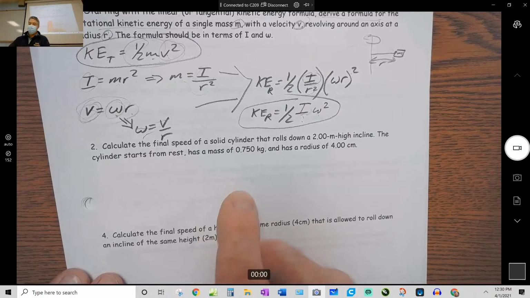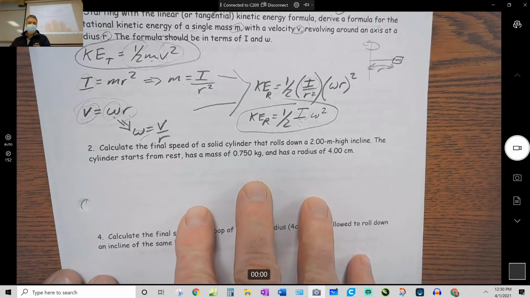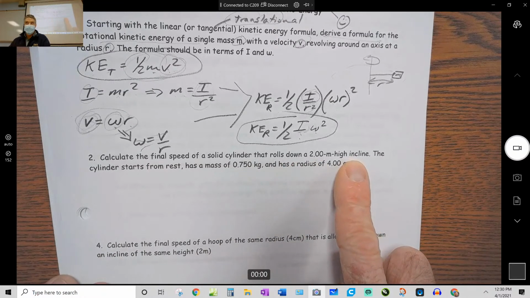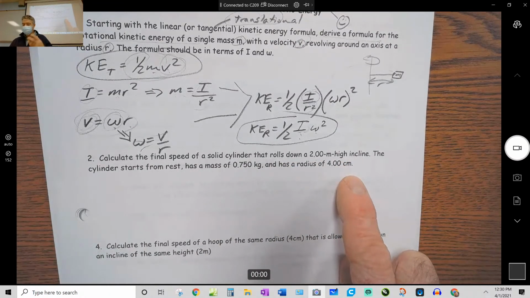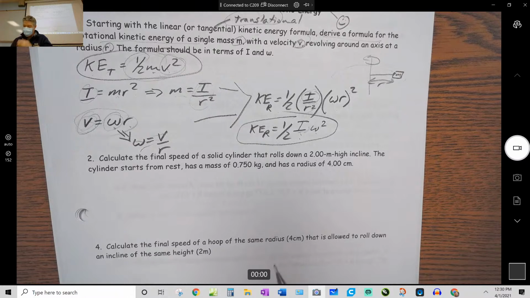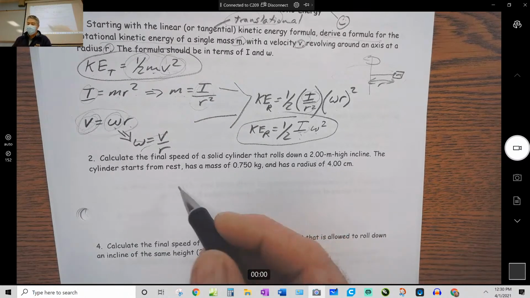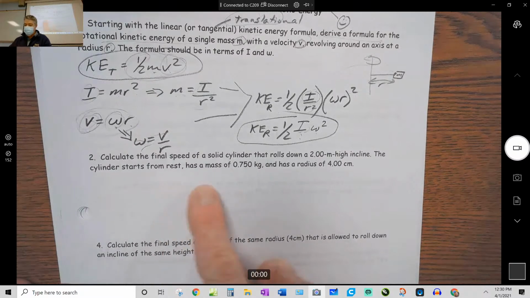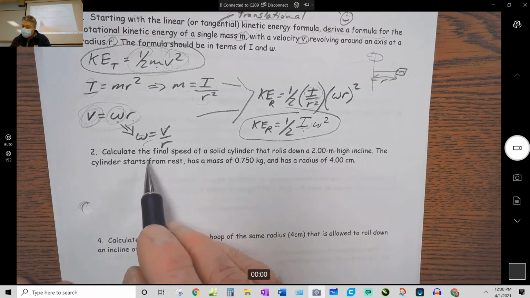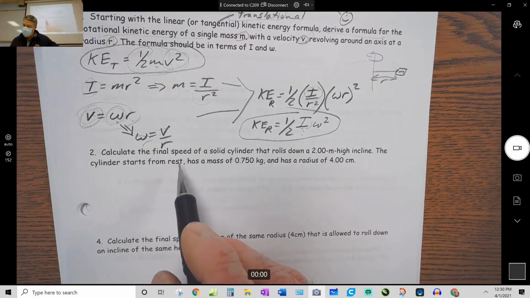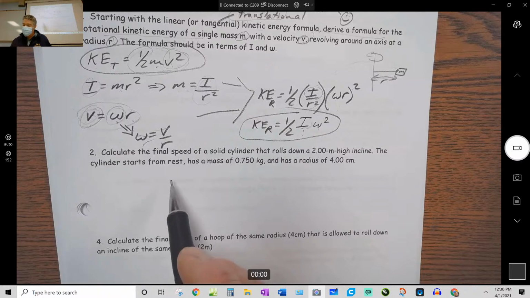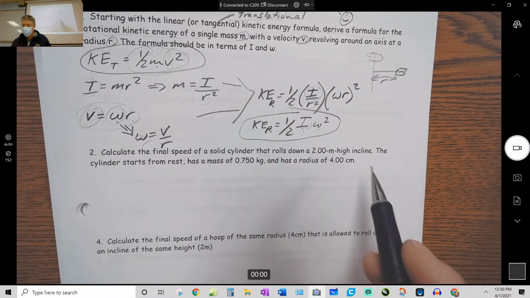This is a place, solving these kinds of problems, if you run into something that says something like a cylinder rolls down an incline, your antenna should straighten out and alert you to the fact that you should probably do as much as you can algebraically before substituting in numbers. This is a good time to not put in any numbers until the very end. So I want to calculate the final speed of a solid cylinder that rolls down a 2-meter high incline. Starts from rest, has this mass, has this radius.